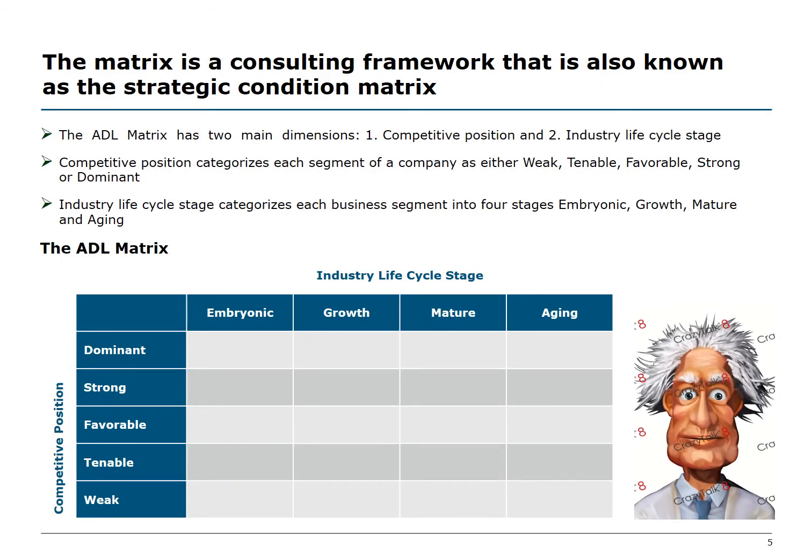The ADL Matrix consists of two main dimensions: competitive position and industry lifecycle stage. Competitive position categorizes each segment of a company's strategic business units as either weak, tenable, favorable, strong, or dominant. The industry lifecycle stage categorizes each business unit into four stages: embryonic, growth, mature, and aging.